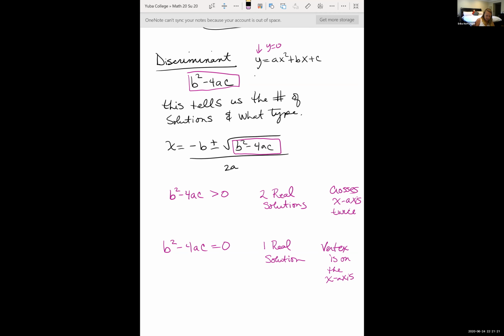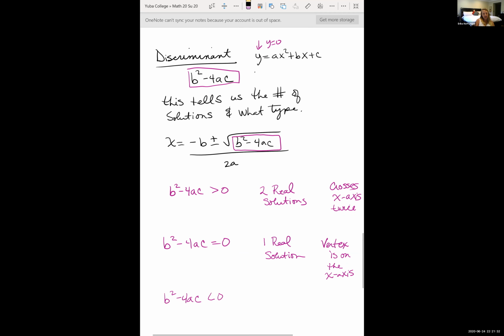And last but not least, if the number underneath that radical b squared minus 4ac is less than 0, you have a negative number. Well, square root of a negative number is imaginary. And so negative b plus an imaginary number, negative b minus an imaginary number in the numerator is still imaginary. And so they have two complex number solutions. And this would tell us that the graph does not cross the x-axis.